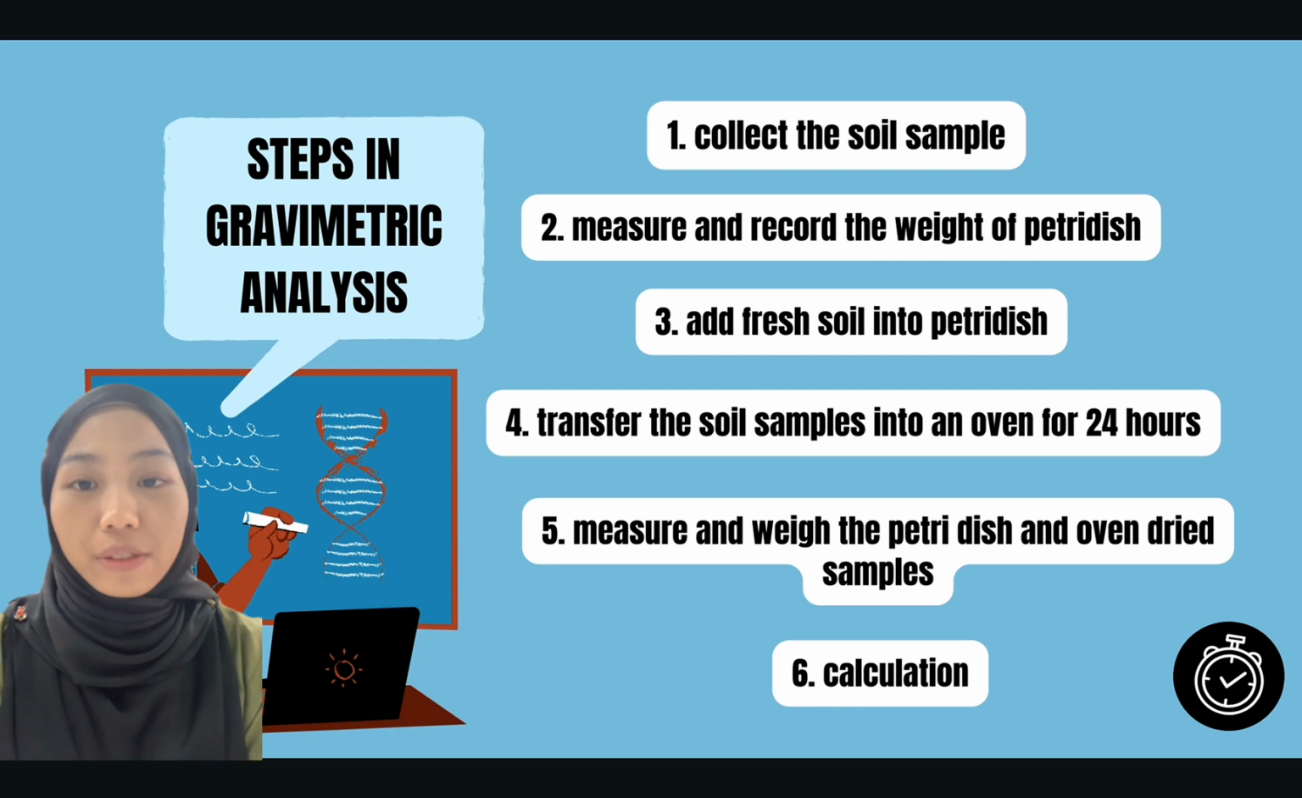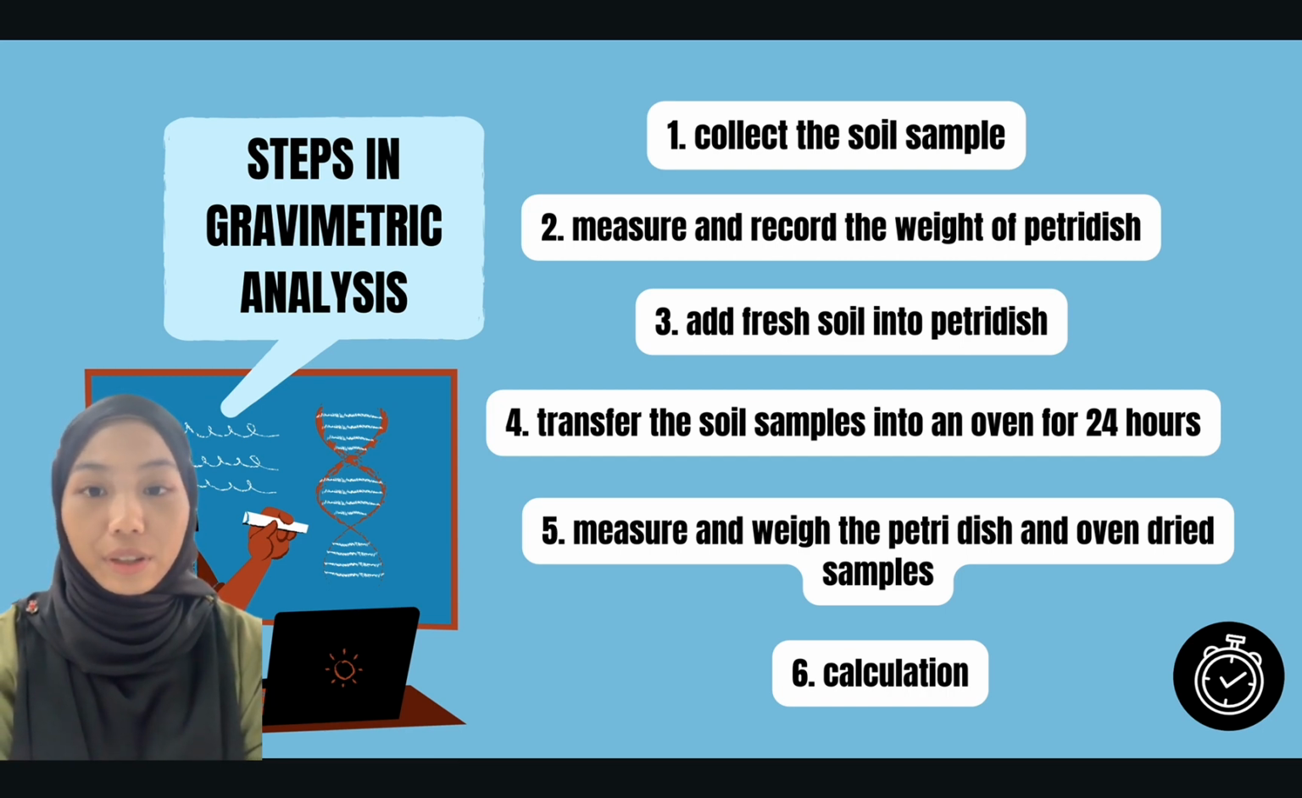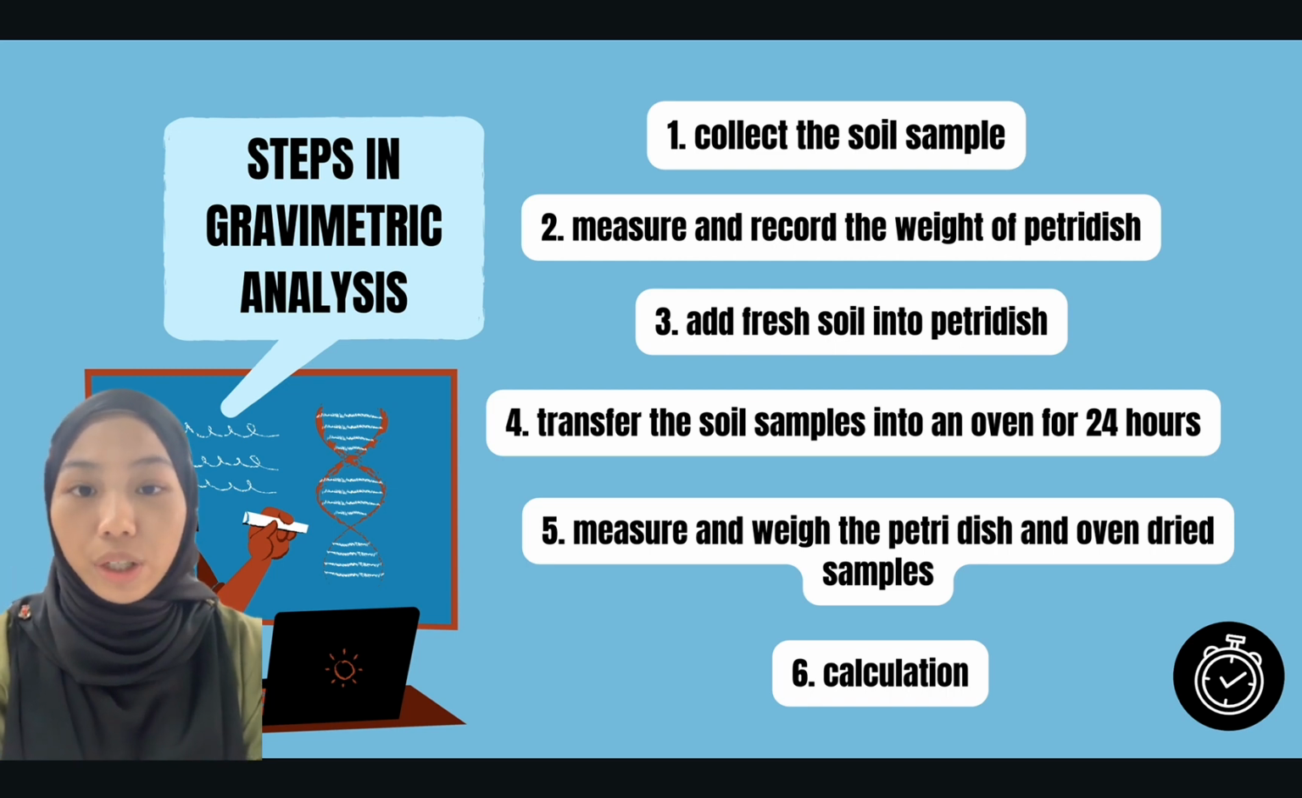Next, we move to the steps in gravimetric analysis for soil moisture content. First, collect the soil sample from the field or area of interest, and a fresh soil sample should be used. Then, mark or number the petri dish to avoid confusion. Next, measure and record the weight of the petri dish, then add the fresh soil sample into the petri dish, but remember to record the exact amount of soil sample. Then, transfer the soil sample into an oven for 24 hours, and measure the weight of the petri dish and oven-dry soil sample. And the last step is calculation to determine the soil moisture content percentage.